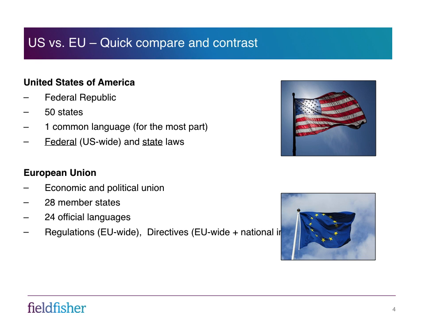So if you look at the United States of America, what is it? It is a federal republic, that's its government. It comprises 50 states in the Union, and it has one common language for the most part. Obviously Spanish is now becoming a major minority language in the US, but generally speaking, throughout most of the US people speak English. And it essentially has two key types of laws. It has federal laws, which are laws that apply throughout the US, and it has state-based laws. So California has a set of laws, Maine has a set of laws. Each of these states has its own state-level laws.